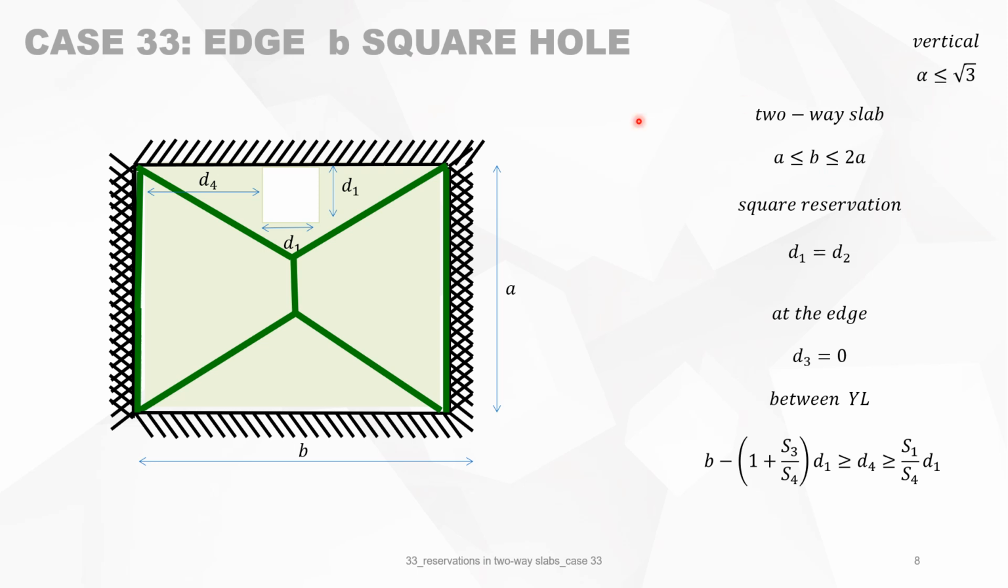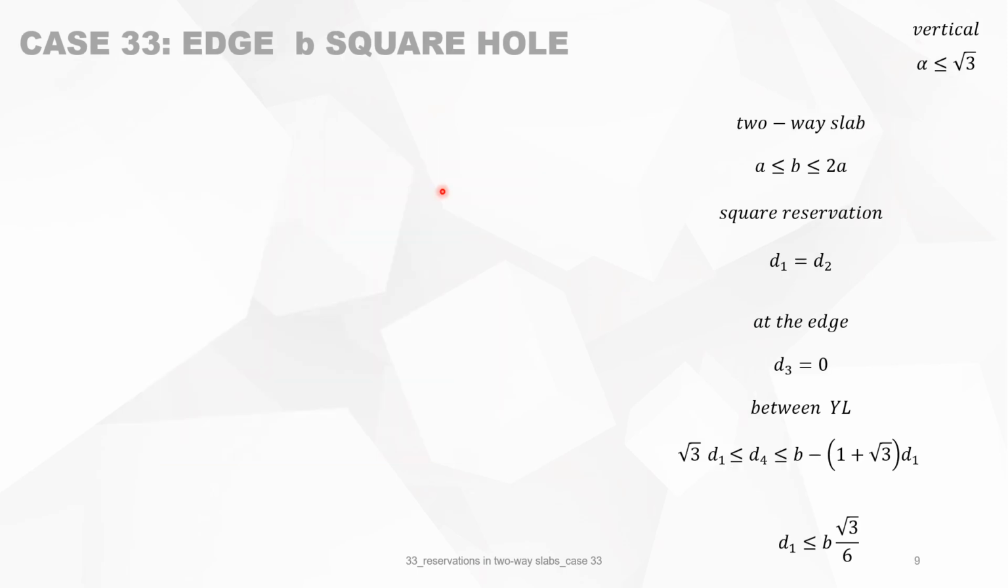Now we look at the other case, the vertical orientation of the yield lines. It means when alpha is smaller than 1.7, then you have this situation. The two-way slab stays the same. The square reservation, the edge, so D3 is 0, and also D4 is between those two yield lines, this and this yield line.